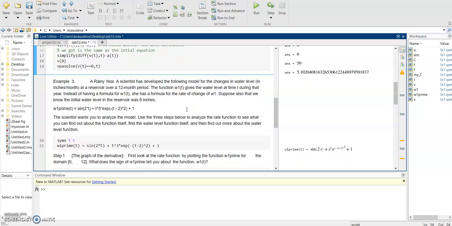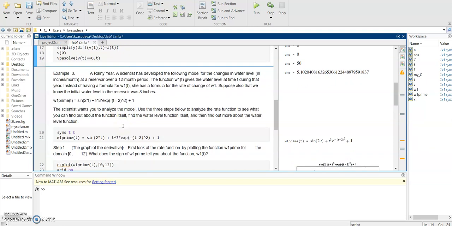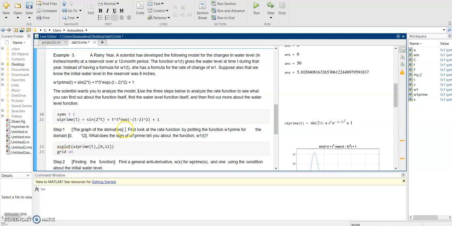Now we need to investigate this for a few things that we must calculate. So I've divided this question. We are going to use the same idea to solve your assignment as well, so try to focus on this. There are 3 steps you have to follow to analyze this. First step is to graph the derivative and look at the rate function by plotting the function w1 prime for the domain 0 to 12.